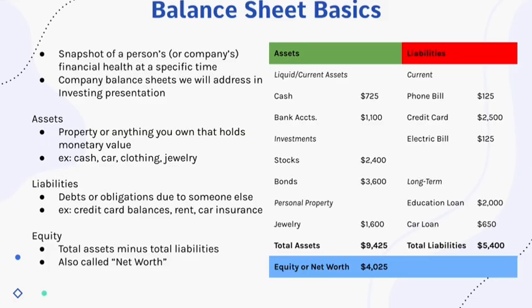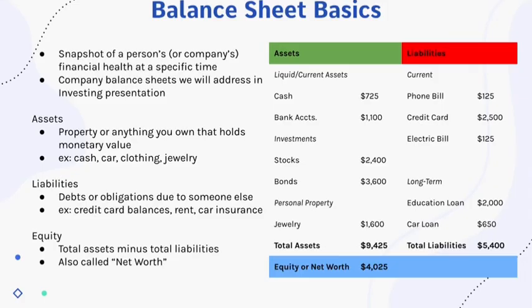Now, let's talk about balance sheets. A balance sheet is a snapshot of a person or company's financial health at a specific time. There are three key terms when talking about balance sheets: assets, liabilities, and equity. Assets are property or anything you own that holds monetary or money value, like cash, clothing, or investments. Liabilities are your debts or obligations due to someone else, like your credit card balance, phone bill, or car insurance. Equity is total assets minus total liabilities. It can also be called a person's net worth.